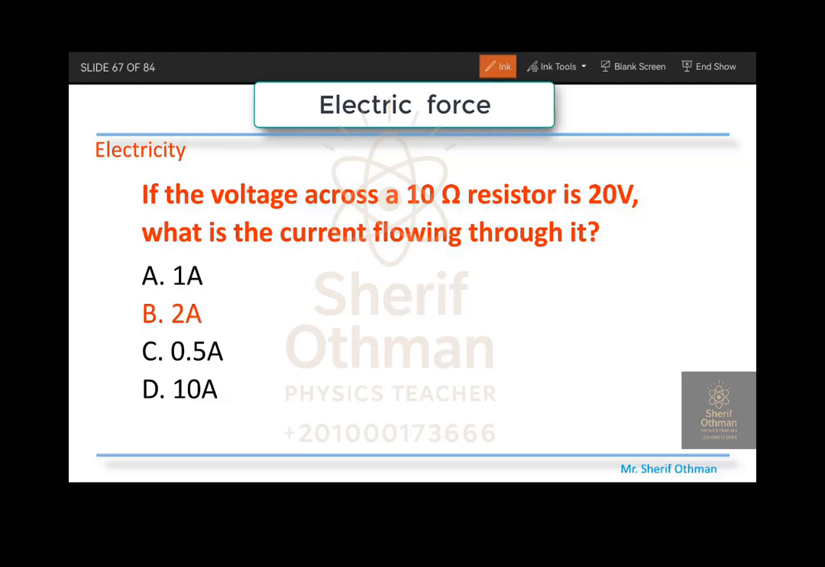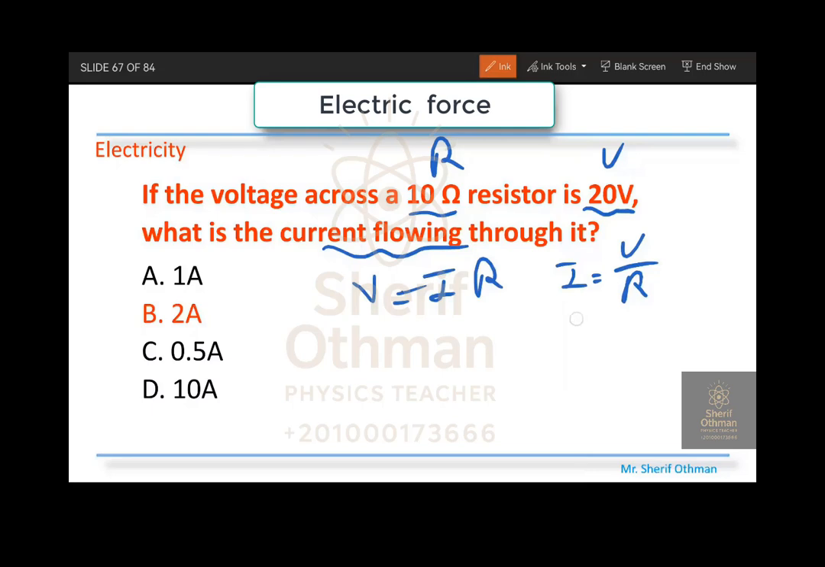If the voltage across a 10 ohm resistor is 20 volt, what is the current flowing through it? So V equals I R. So I equals V over R. So 20 over 10 will be 2 ampere.